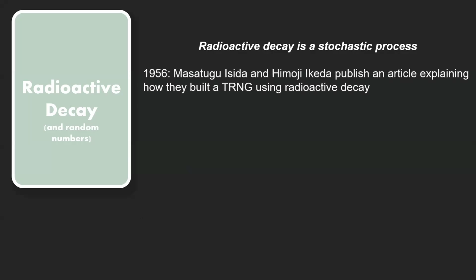So in 1956, these two Japanese scientists, whose names I am not going to try to pronounce, published an article in a kind of magazine explaining how they built a true random number generator using radioactive decay. So basically, they just got a device whose only function is to count how many atoms have decayed in 10 seconds or 1 second or whatever, it depends on what you want.